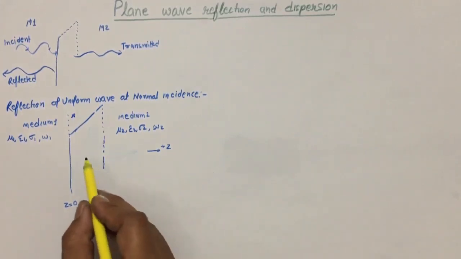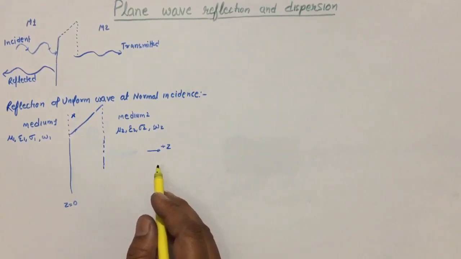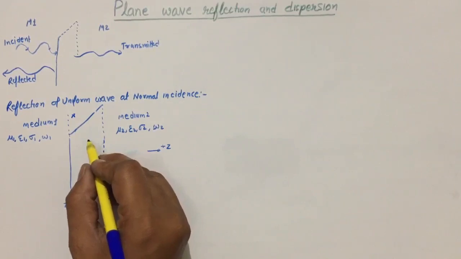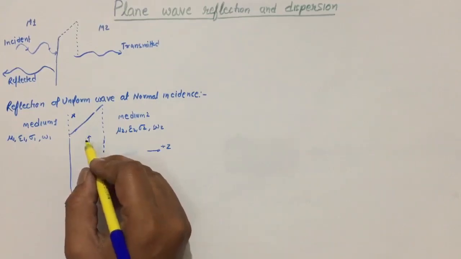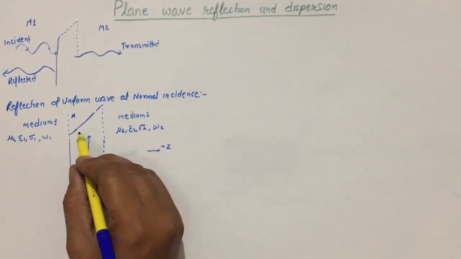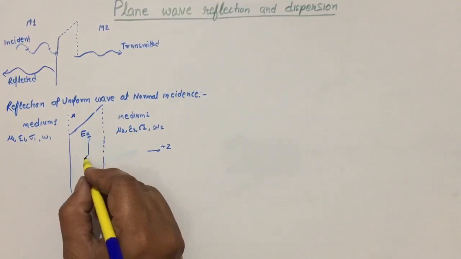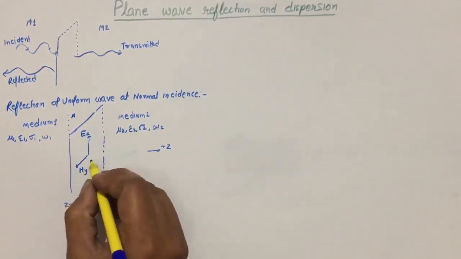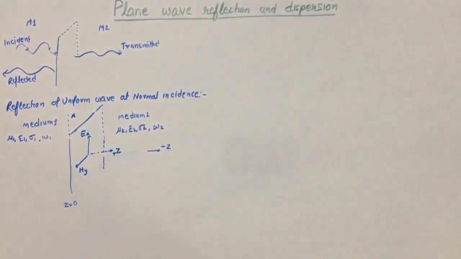Now consider that the wave is propagating in the z direction, then the electric field and magnetic field components will be orthogonal to that, and the next assumption we can make, the E component is in the direction of x. It can be in the direction of x or y, we can assume any of these two. Here we are assuming that it is in the direction of x. So H will be in the direction of y, and the propagation will be in the direction of z, which we have assumed already.